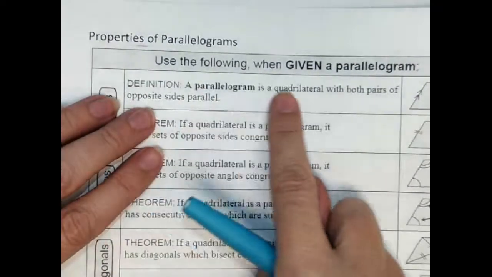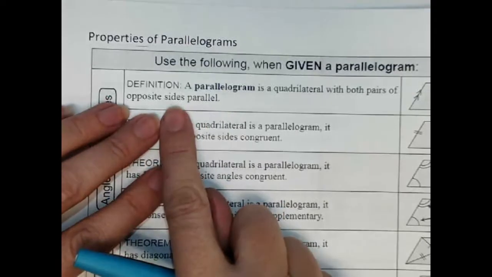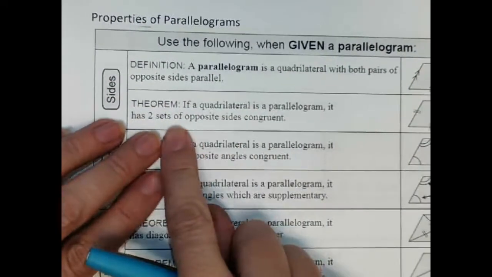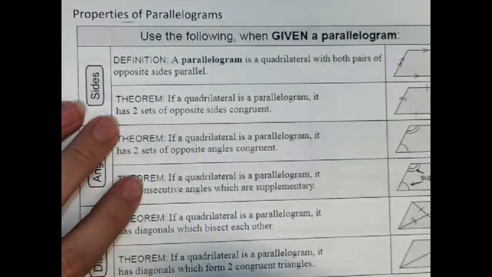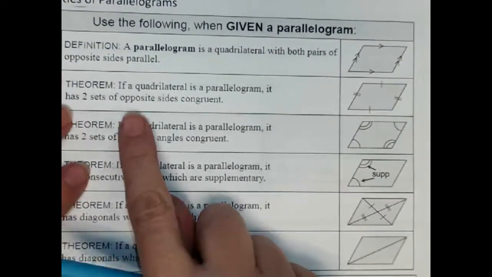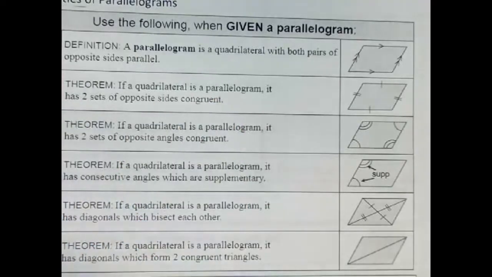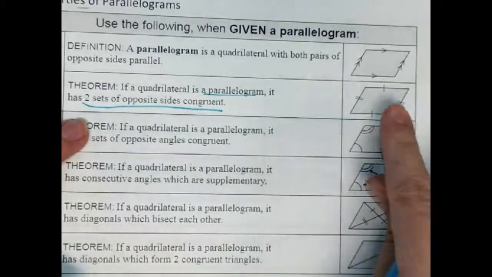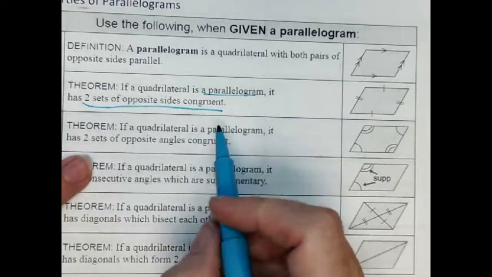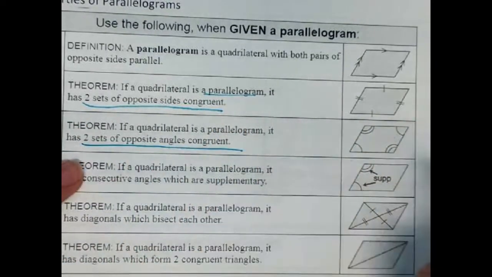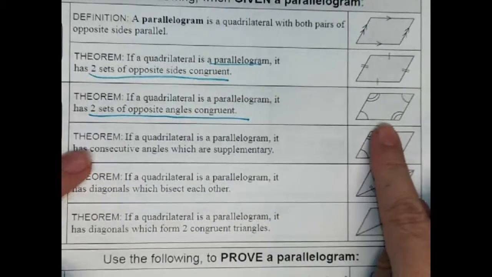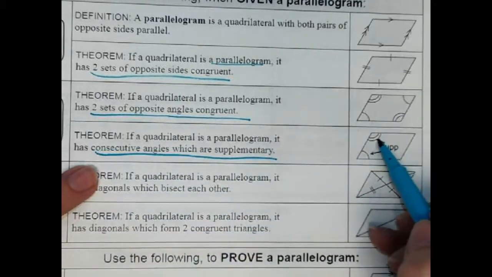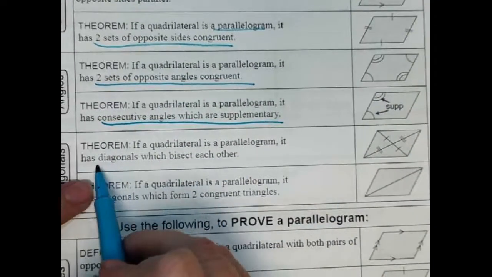It goes over the definition of a parallelogram, that opposite sides are parallel. It goes over the 5 theorems that went with parallelograms that we've been talking about. A parallelogram has 2 sets of opposite sides that are congruent. It has 2 sets of opposite angles congruent. It has consecutive angles that are supplementary. The diagonals bisect each other.